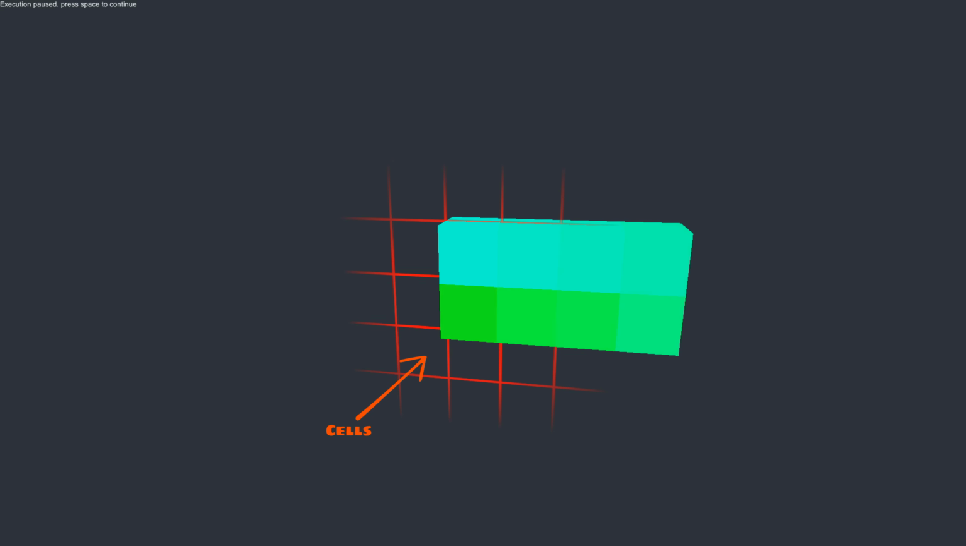You can easily place blocks, let's call them cells. By pressing space, the game continues. Watch the cells grow.